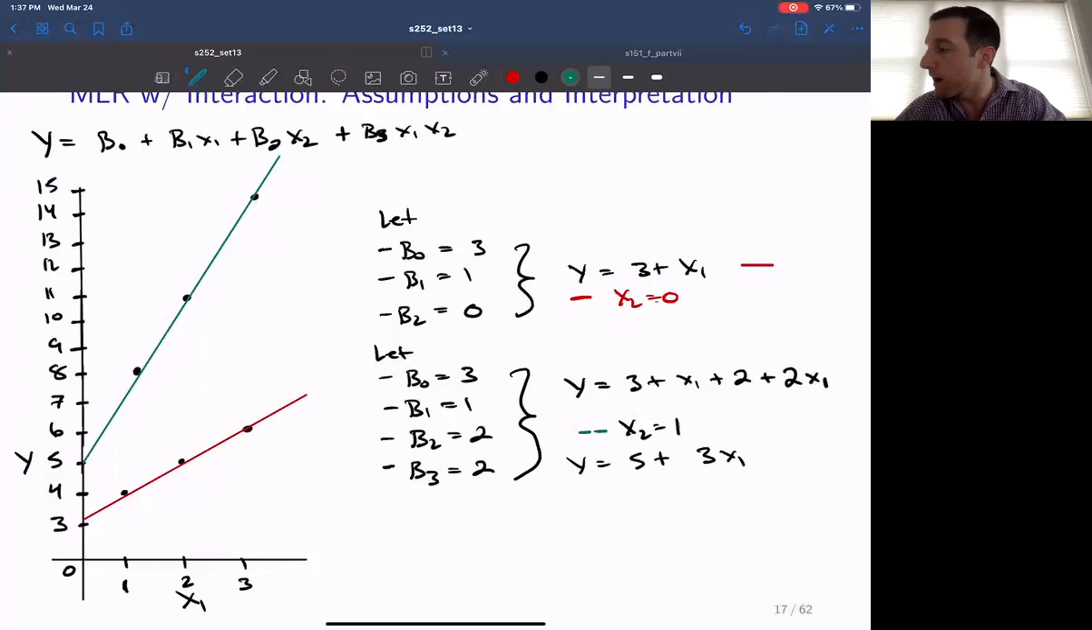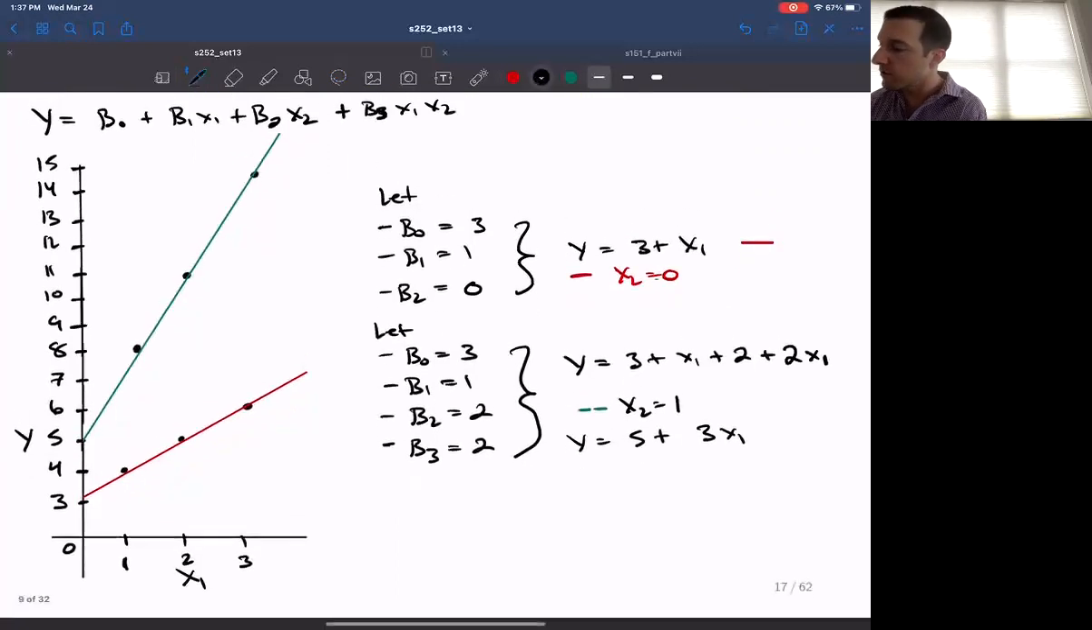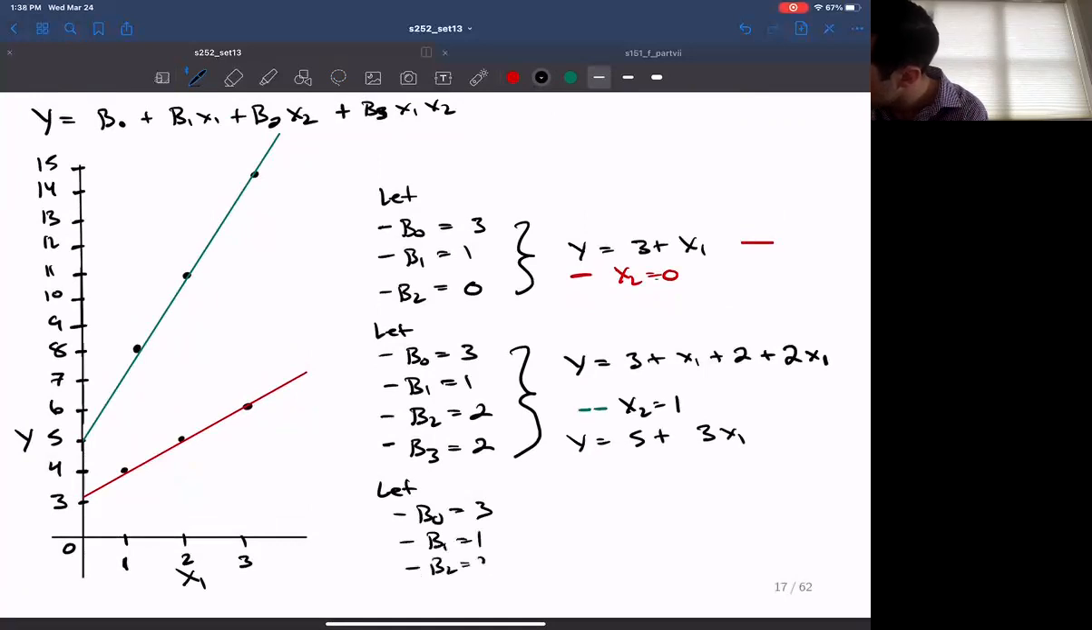So we now have y being linear with x1 by a factor of 3. So we have a much steeper regression line. And then you can imagine that if you continue to do this, so if we let beta 0 equal 3, beta 1 equal 1, beta 2 equal 2, beta 3 equal 2, okay?